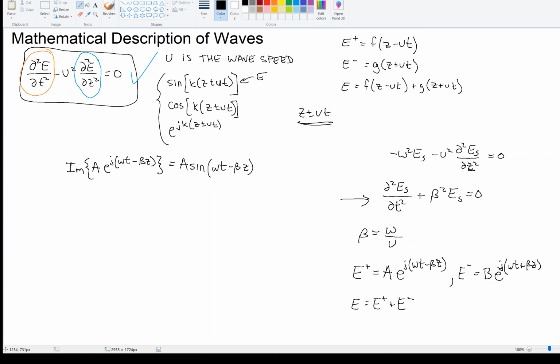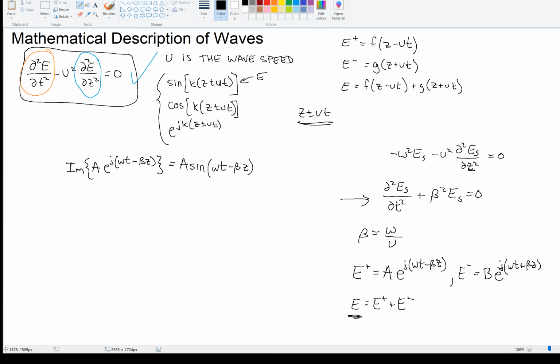Okay, so now let's get into some terminology to describe our waves. A is what's called the amplitude, and it has the same units as our field, E. So for example, if our field E is electric field, volts per meter or newtons per coulomb, then A is in volts per meter or newtons per coulomb. If our wave was like sound pressure, then A would have units of sound pressure.